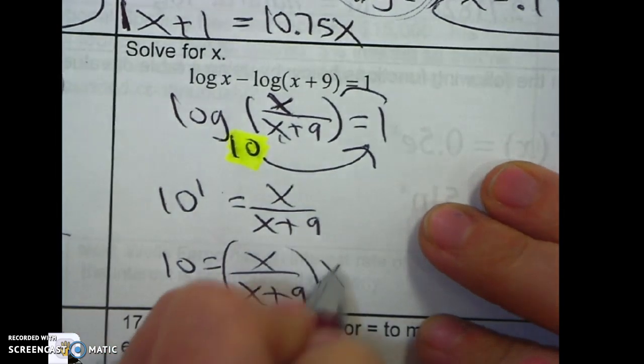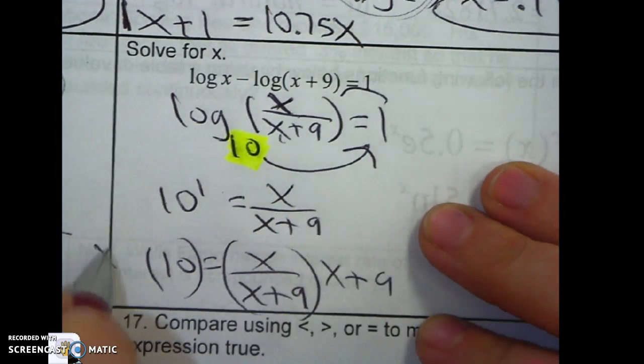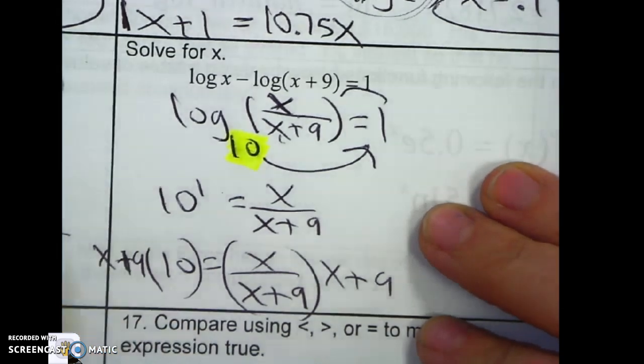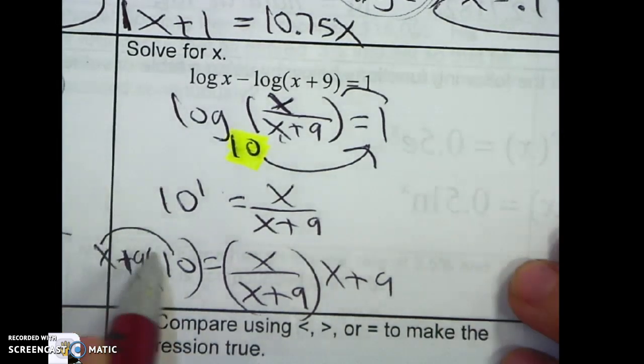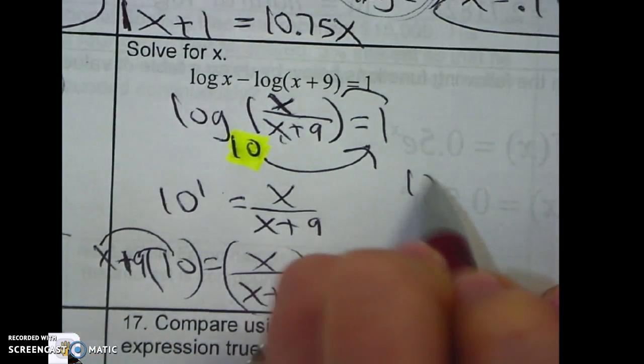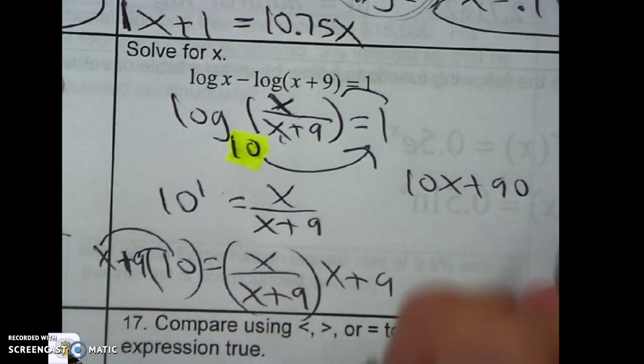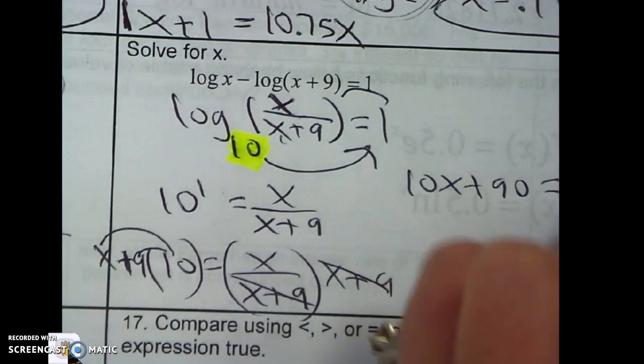Multiply both sides by x plus 9. A mistake you're going to make is you didn't distribute it to both. So distribute this to this and this to this. So I'd be left with 10x plus 90 equals 9x.